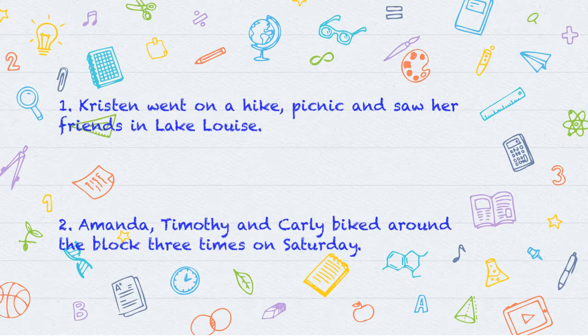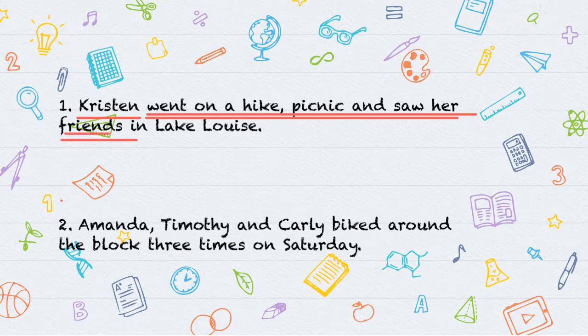Number 1, Kristen went on a hike, picnic, and saw her friends in Lake Louise. Here, Kristen is my subject because it tells me who the sentence is about. What do you notice about the predicate? In this predicate, Kristen is doing more than one thing. It says that she went on a hike, picnic, and saw her friends. Instead of calling this a predicate, I would call this a compound predicate because there is more than one thing happening.